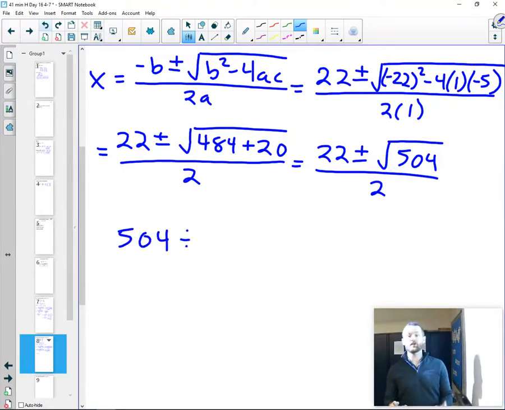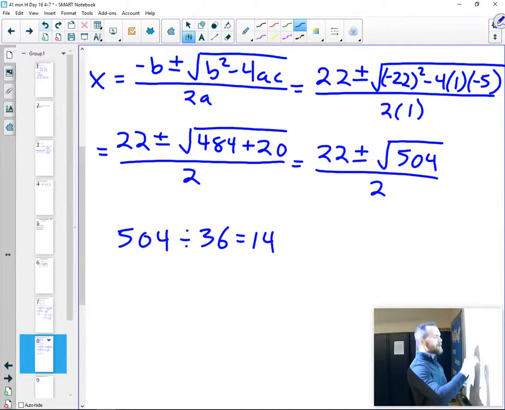We've got to find a perfect square that is a factor of 504. 100's not going to do it. After 100, we can divide by 81. That's a decimal. Then 504 divided by, what's after 81? 64. Still a decimal. 504 divided by 49. Still a decimal. 504 divided by 36, and we get 36 times 14. So 36 and 14 are the two factors we can use to simplify the square root of 504.